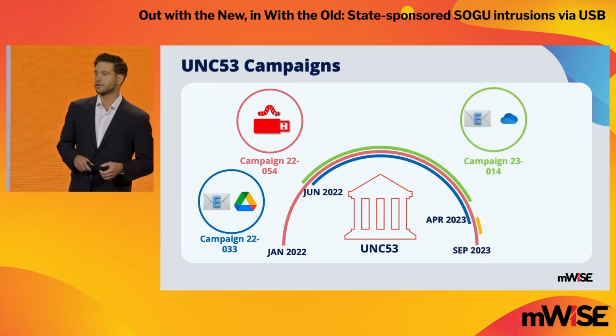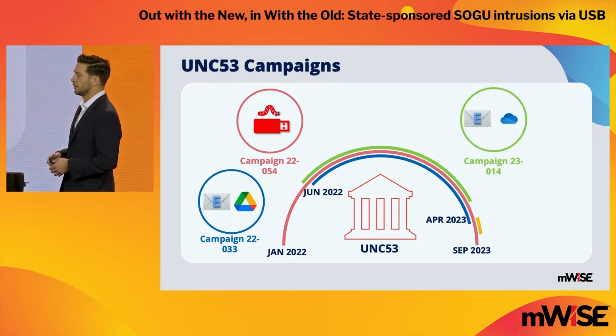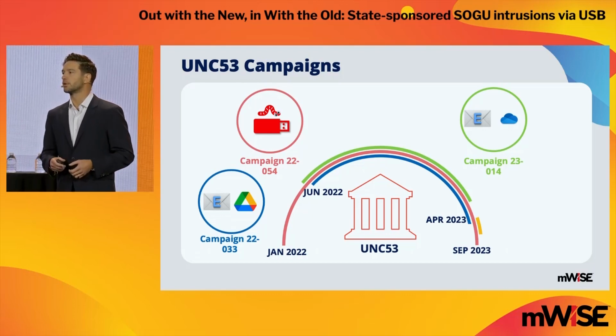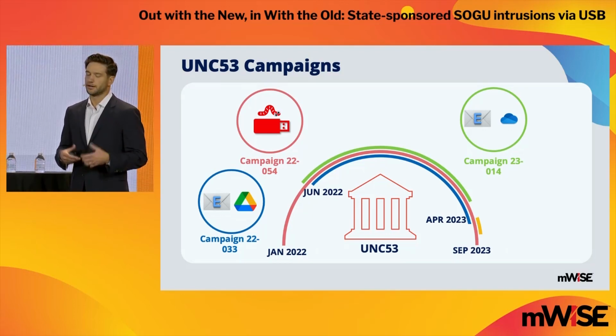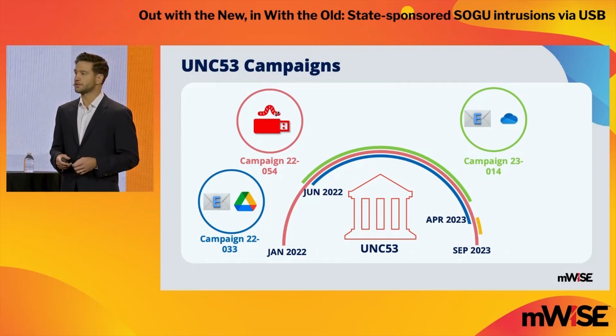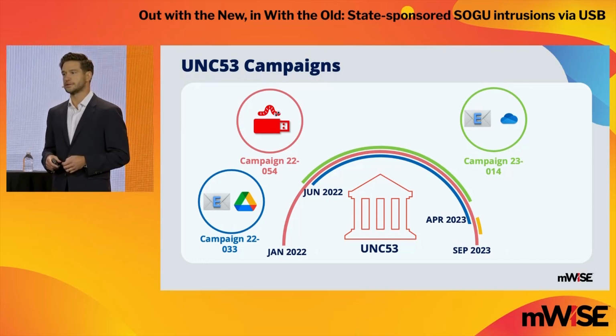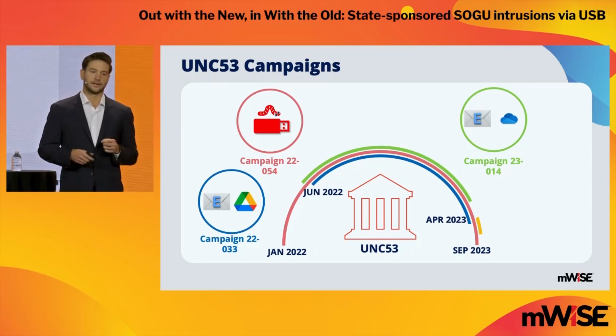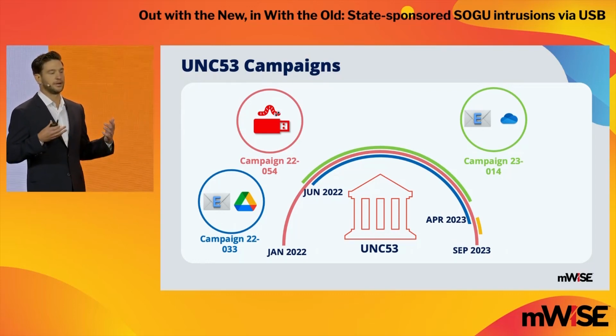Their third campaign, 23014, was another phishing campaign targeting government organizations in Europe. UNC53 was sending spear phishing emails masquerading as European diplomatic entities using Outlook email addresses, and the emails contained a OneDrive link leading to a RAR file, ultimately leading to another variant of SOGU.